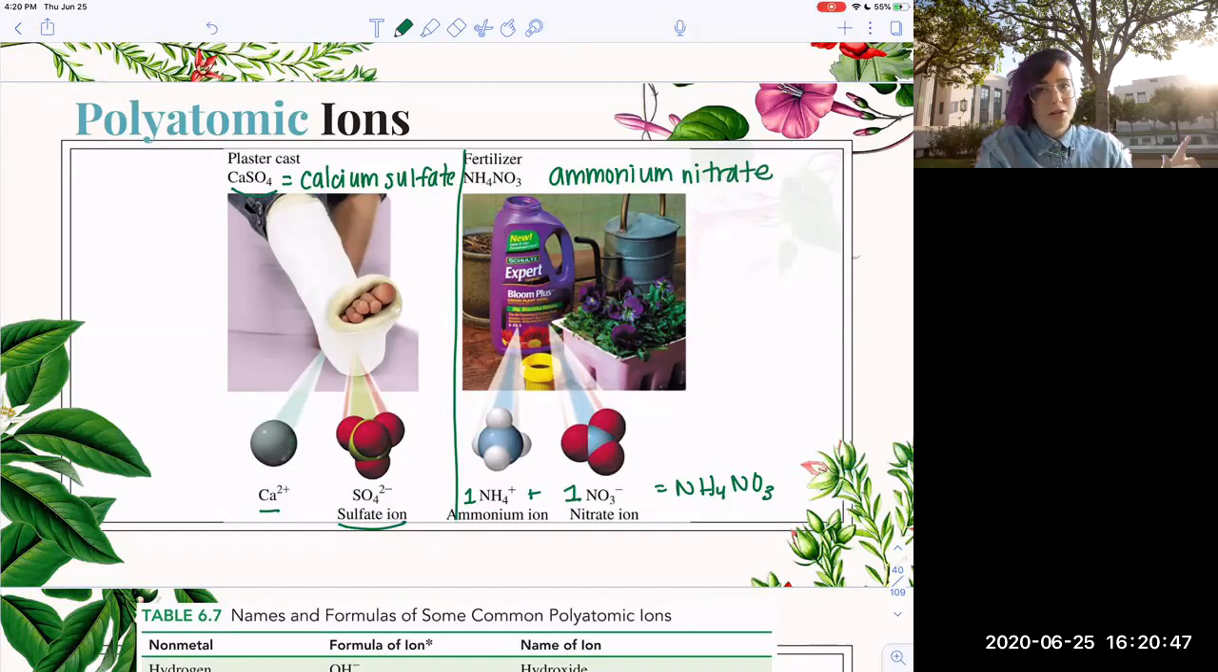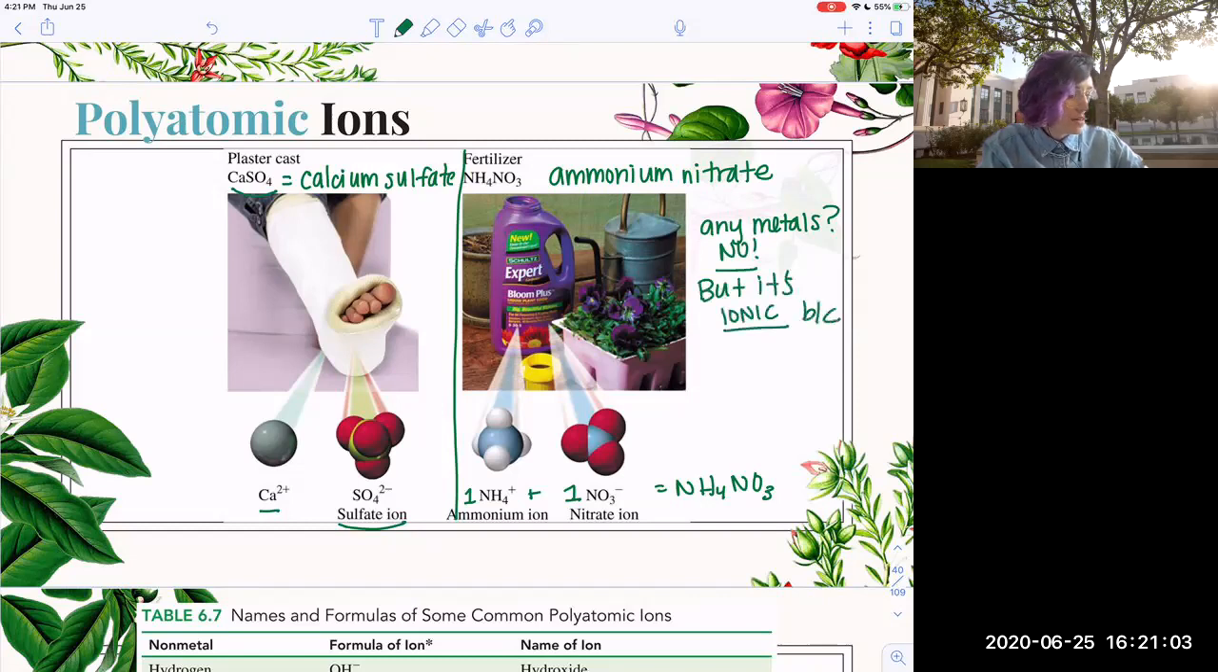Look at ammonium nitrate though, it's kind of special. Are there any metals here? No, but it's ionic because NH4+ is an ion. So you have to be careful because anything with ammonium, it's going to look like it's covalent because it doesn't have any metals. It's not going to look ionic when you first look at it. But if it's got NH4 and then something else, it's ionic because it's got ammonium, and ammonium is an ion.